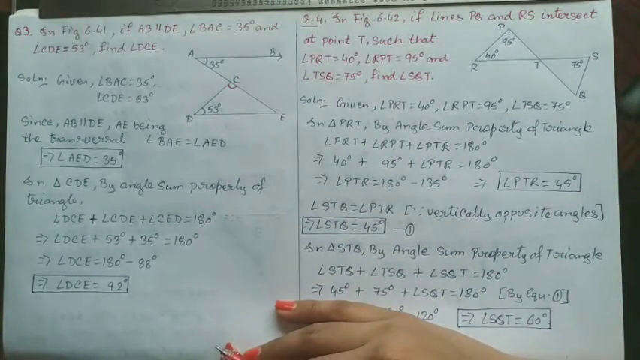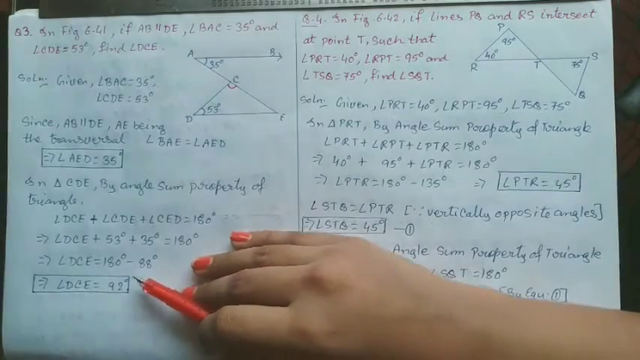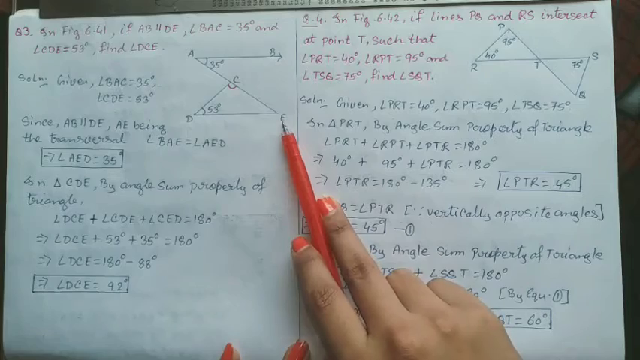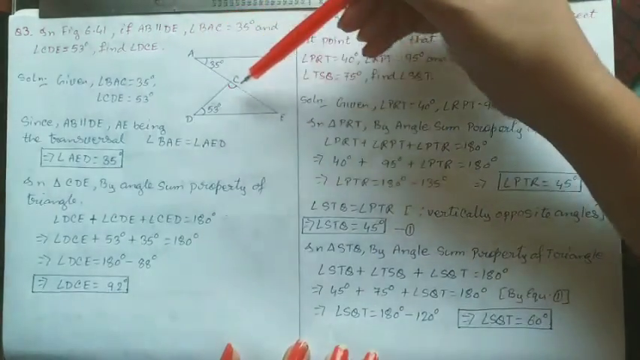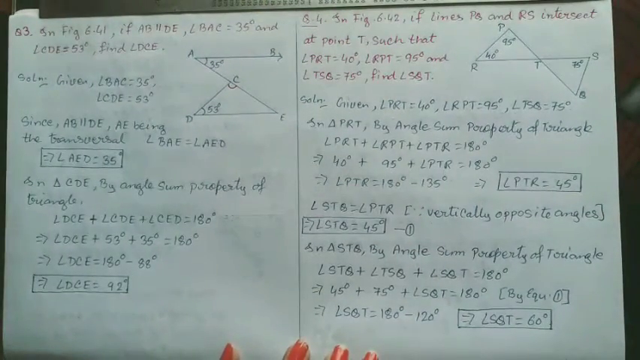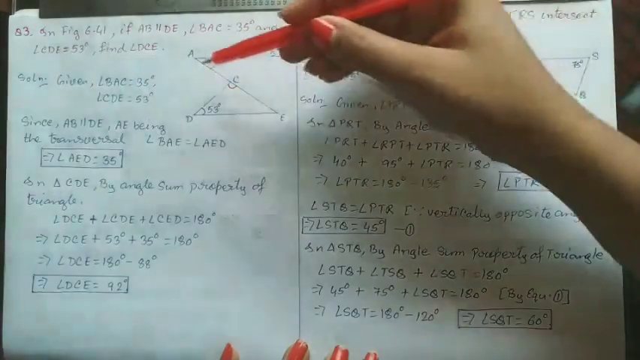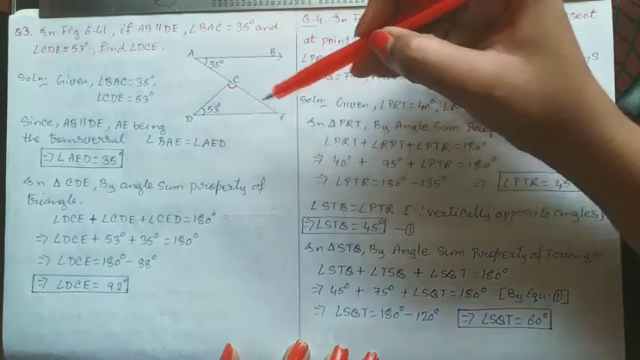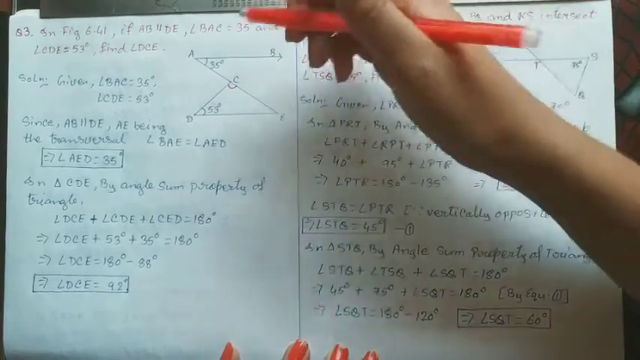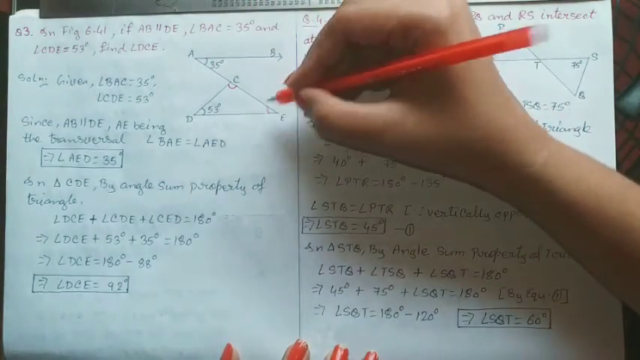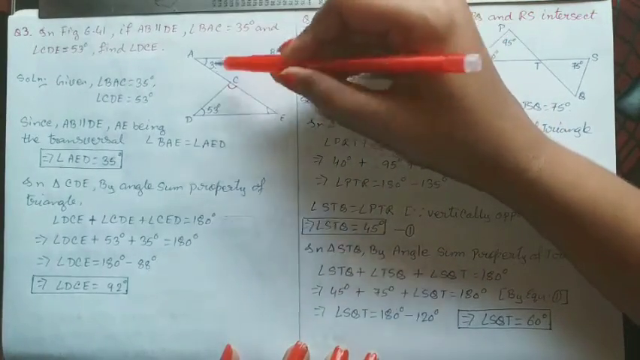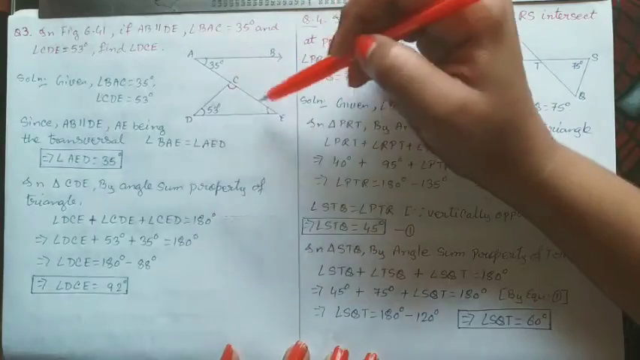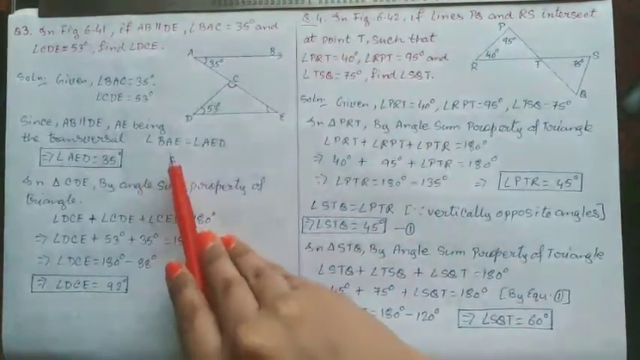So it's a very easy sum. So what can we do here? We can see that AB is parallel to DE. That means we can consider AE as a transversal. So if AE is a transversal, we can say that angle A is equal to angle E, right? These two are equal because they are alternate angles. So BAE is equal to AED. So that's what we have written here.